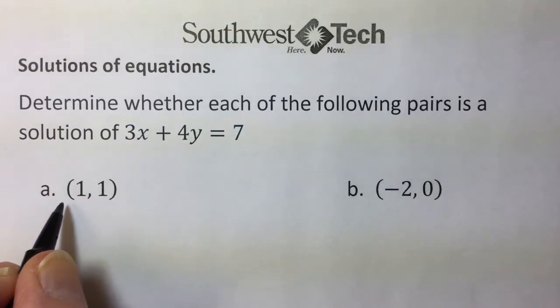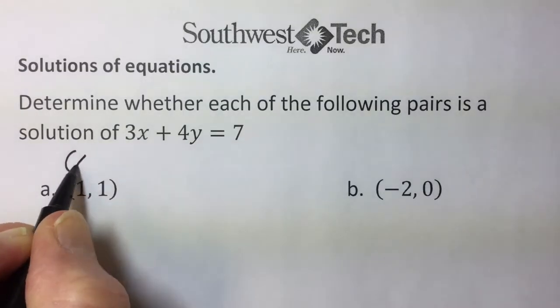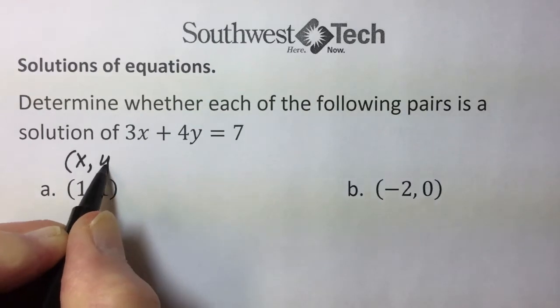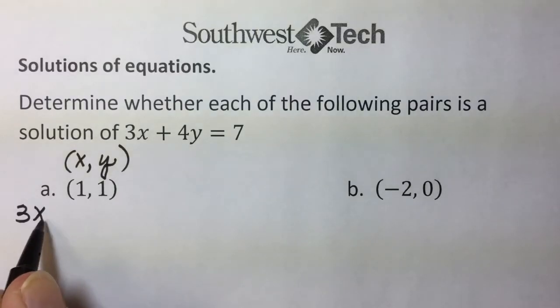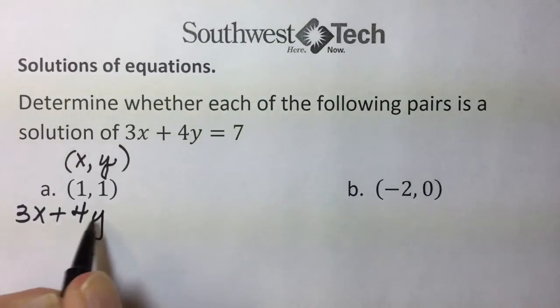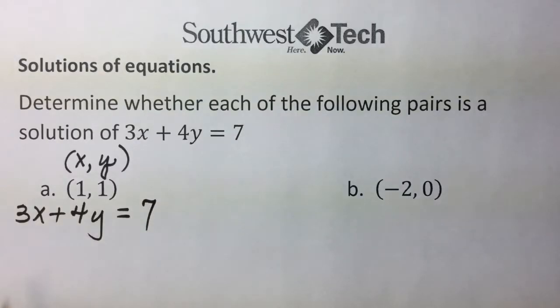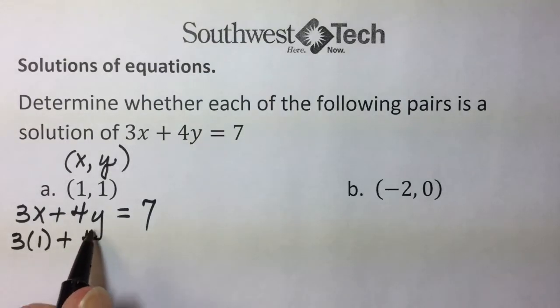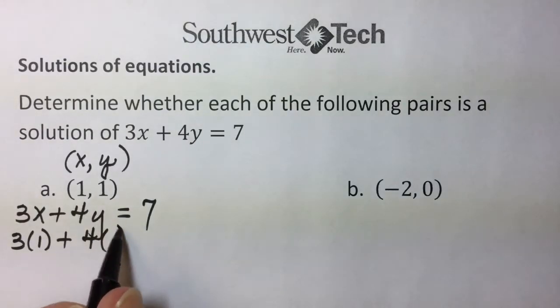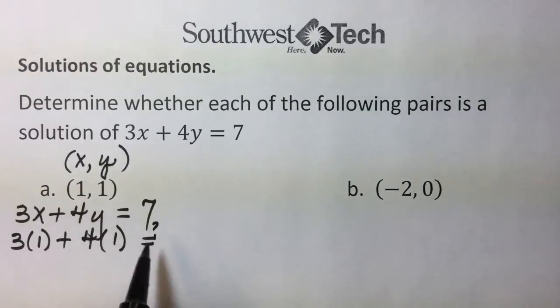So here is the ordered pair given. The convention is x is listed first, followed by y. To determine that, we will replace the variables with the value given and see if we have an equal or true statement. So in place of x, I'll put the 1 given, and in place of y, I'll put the 1 that's given. And our question is, does this result in a true value?